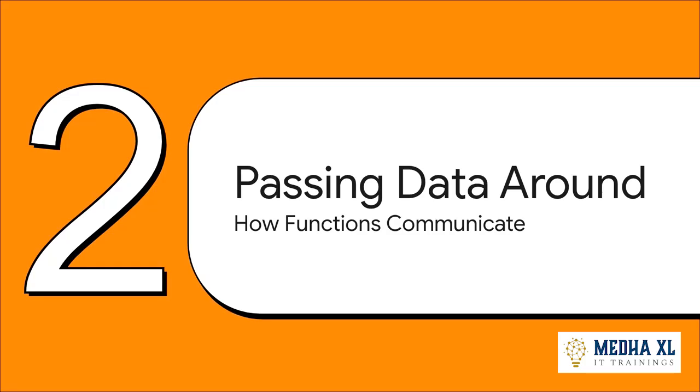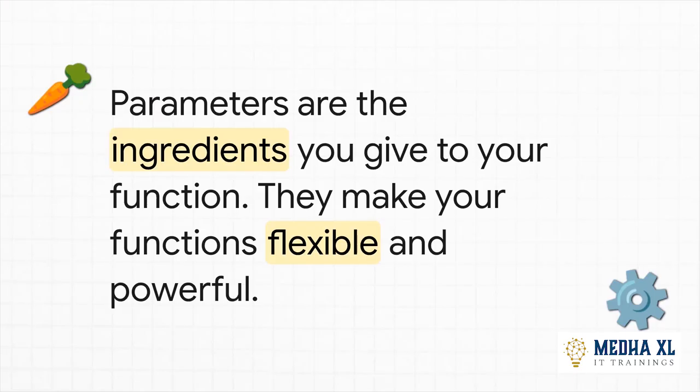Great, so we can make these reusable little blocks of code. But how do we get information into them, and how do we get results back out? Let's take a look at how functions actually communicate. Well, if a function is a recipe, then parameters are its ingredients. See, when you call a function, you can pass data into it. This is what makes your function so flexible. A function to add two numbers isn't stuck only adding, say, 5 and 3. You can give it any two numbers as ingredients.